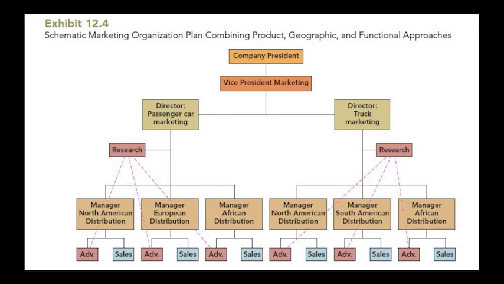So now the question is, ask yourself, why would it be good to have managers that are regional, and why would it be bad? In this case, let's take a look at the passenger car side. Well, I can't afford for each of these regions to have its own research group. And so I have a separate research group that provides services to all three of these. What if the services are provided unequally?